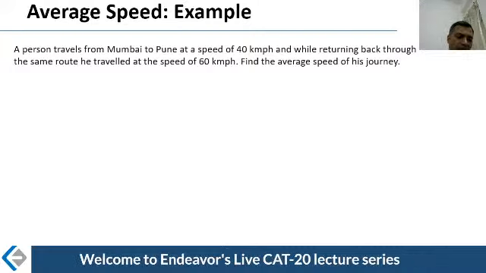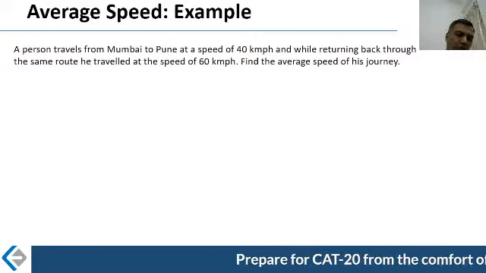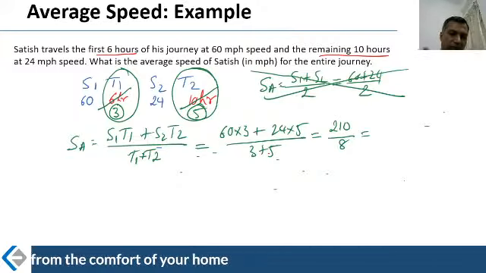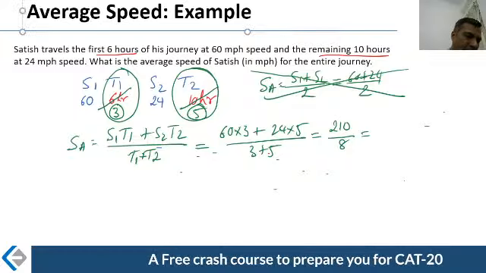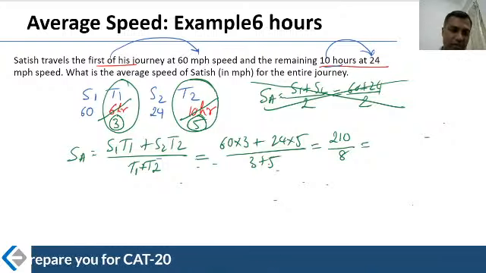A person travels from Mumbai to Pune at a speed of 40 kilometers per hour while returning back through the same route. Now suddenly, through the same route means we are adding another dimension: distance is constant. If you look at the previous question, nothing was said about constant distance. It only said that for the first 6 hours this speed was maintained, and for the next 10 hours that speed was maintained. That's all that was told there.